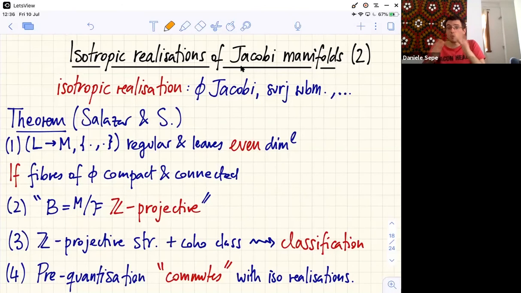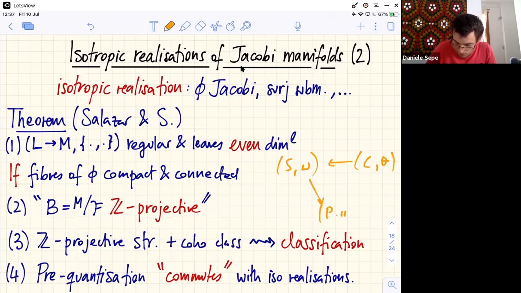And then what you have is that, so you have S, omega, you have C, I will use theta because it's a pre-quantization, you have P, pi. I'm switching notation here, and now you have two structures, two geometric structures on the base, one that is integral affine and the other one which is projective.